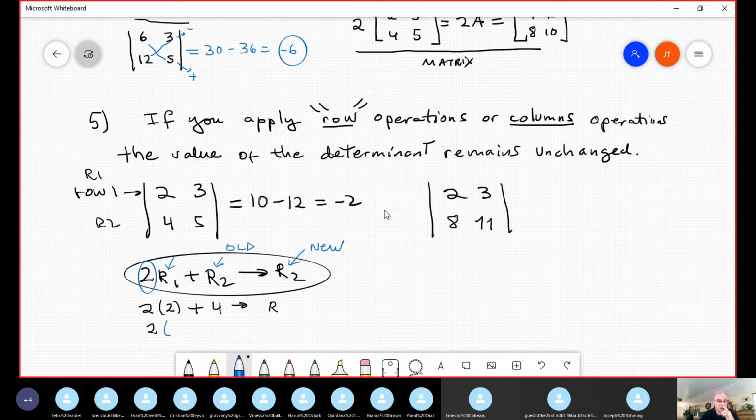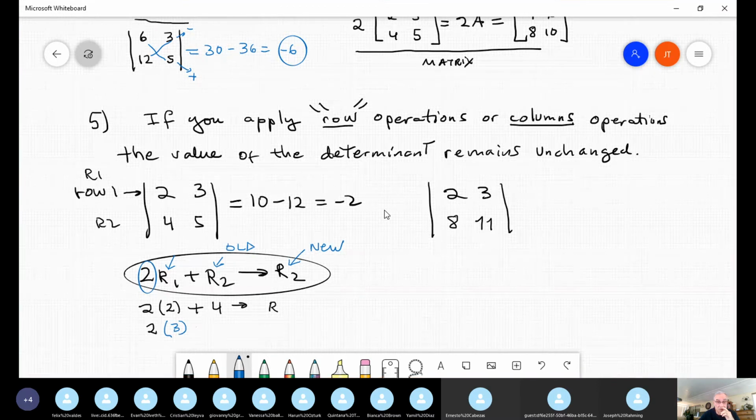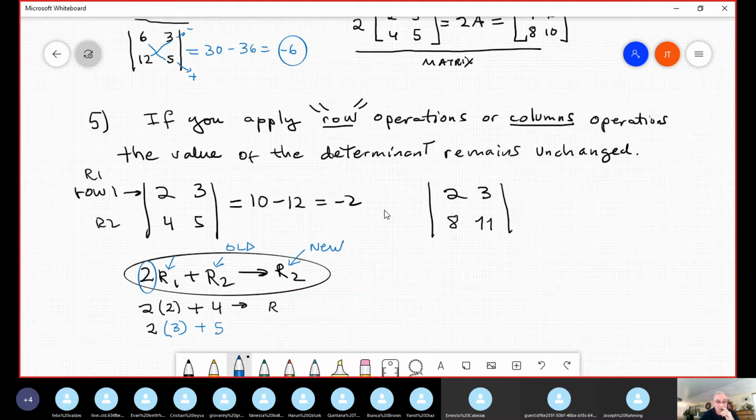So 2 times 3, no? Because we are doing row 1. Row 1 is 2, 3, plus 5. They belong to row 2 in the same column, no? It is equal to 6 plus 5, 11. Okay, let's see what happened. Surprise! Let's see what happened.